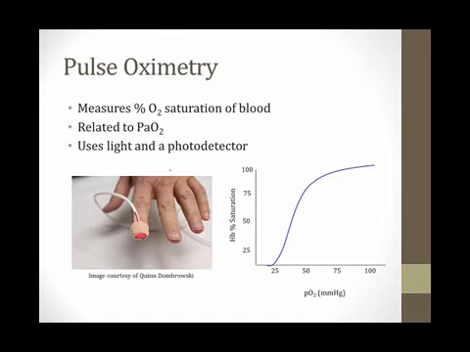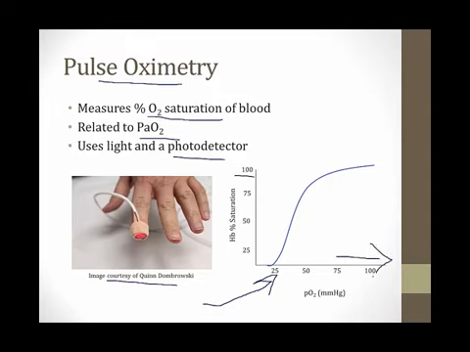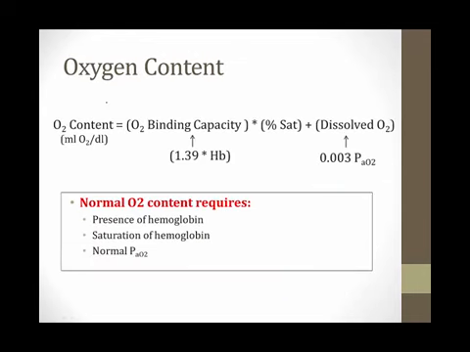Another way to assess the oxygen content of blood is through pulse oximetry. This requires the use of a machine called a pulse oximeter that is attached to the patient's body, usually at the fingertip. This will use a photodetector to measure the percent saturation of blood. So now we're measuring how saturated hemoglobin is with oxygen. And as you know, that's related to the PaO2 by the oxygen hemoglobin saturation curve, which I talk about in other videos. So if the hemoglobin saturation is 100%, then you know that the PaO2 must also be relatively high and normal.